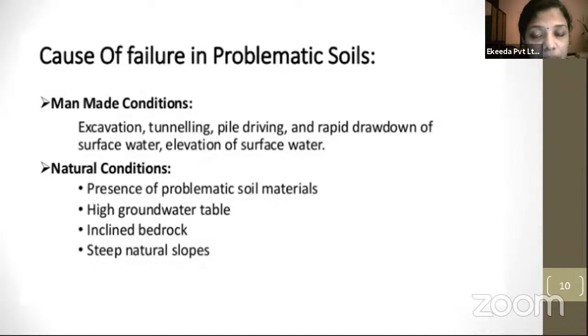The causes of failure in problematic soil can be man-made. Excavation can cause tunneling, pile driving, rapid drawdown of surface water, or elevation of surface water. So these are the problems that we can expect. Next are natural conditions. Due to natural conditions also, sudden settlement of the soil occurs. That is the presence of problematic soil materials like clay, a high groundwater table, inclined bedrock, and steep natural slope. All these are the natural conditions by which we can predict natural settlement of the soil.